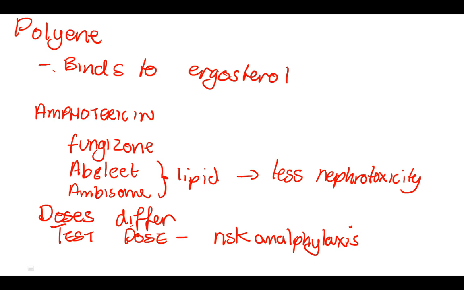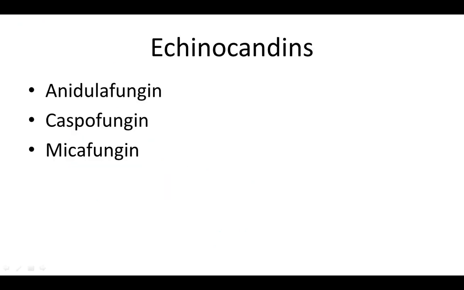Next kind of class you have is echinocandins, of which there are 3: anidulafungin, caspofungin, and micafungin. These tend to work for systemic infections, mainly because they're all only available as intravenous drugs. So these tend to be for quite life-threatening systemic mycoses. What do you need to know about them?